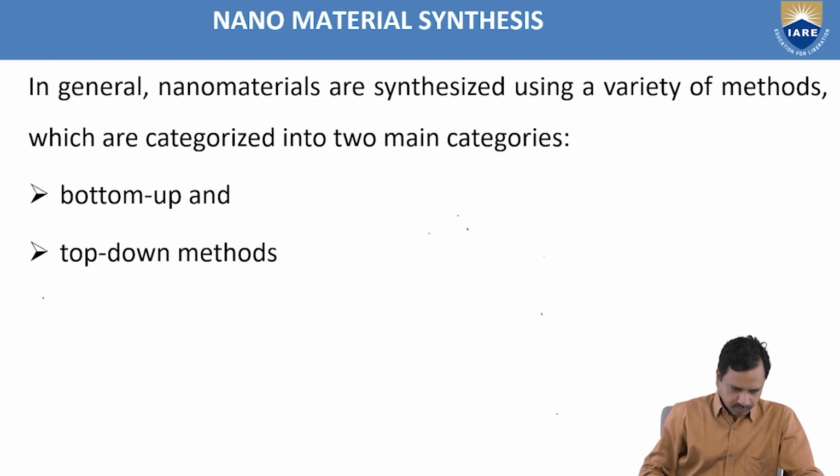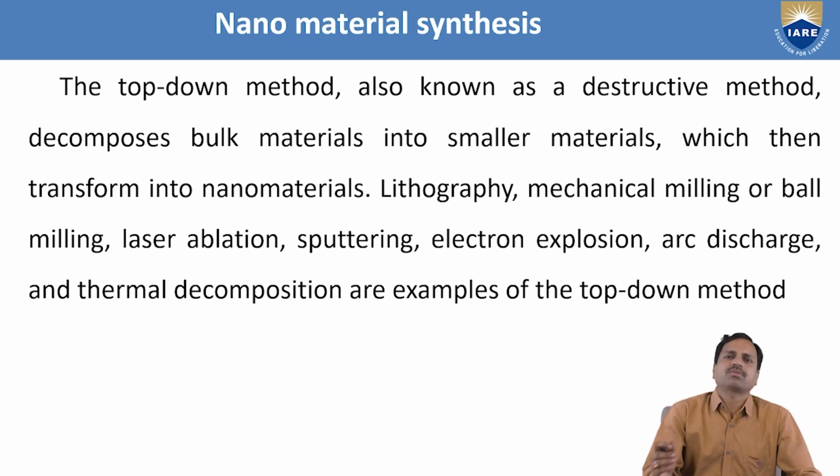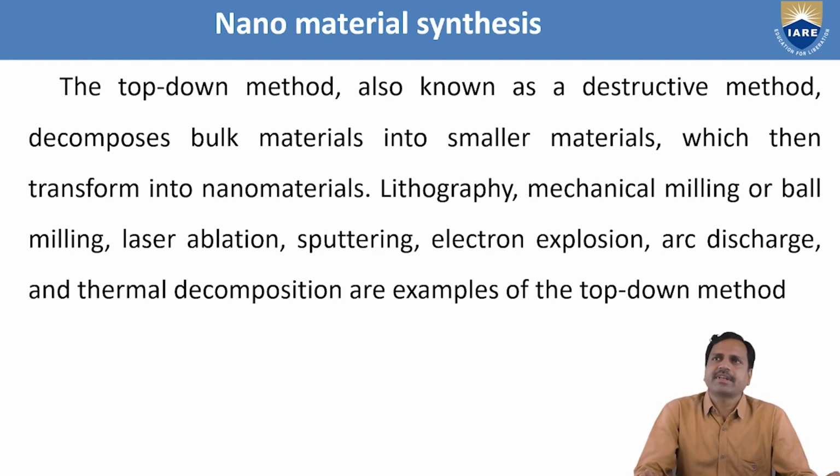Now we'll see, the top down method is also known as the destructive method. Why is it called destructive? Because we are bringing down and destructing the material to a small size. It decomposes bulk materials into small materials, which then transform into nanomaterials. First we destruct the higher size to a small size, which converts into nanoform.